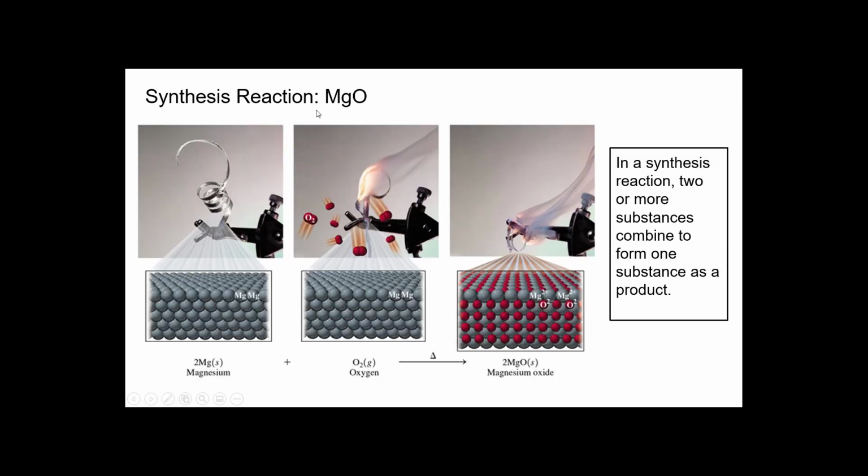Again, here is magnesium oxide. We have magnesium solid, that's a ribbon, and we have oxygen. When you place the ribbon in the presence of oxygen with a flame, it can combust, and we now have magnesium oxide. So we have two reactants, one product. You can see magnesium, magnesium, magnesium, and then oxygen here is taken from the air, and now it is in a pattern of magnesium oxide.